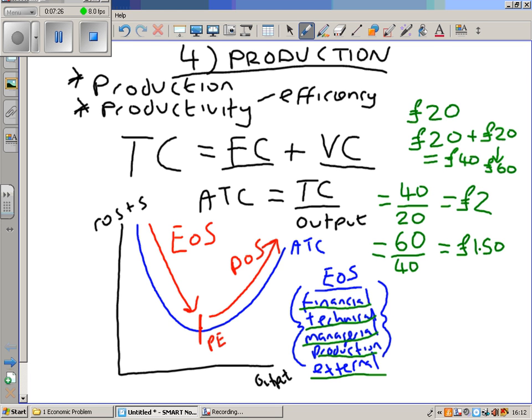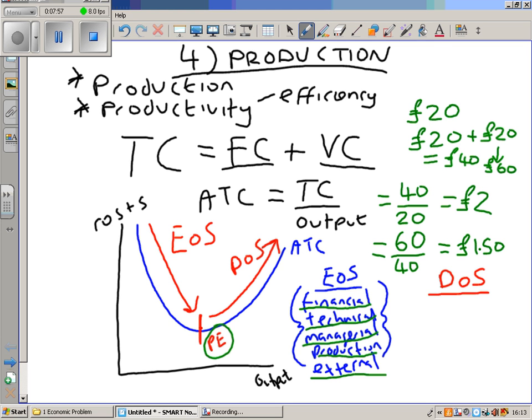Now, PE stands for productively efficient. That means you are producing at lowest possible average cost. You cannot get any better than that. You are producing as efficiently as you can. That will potentially mean that you can charge customers a really low price for the products or enjoy a really high profit margin. Now, beyond a certain point, we start to achieve diseconomies of scale. This is when average costs start to rise again.